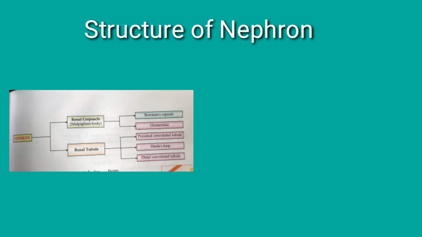such as the proximal convoluted tubule, Malpighian body, and distal convoluted tubule, which lie in the cortex region of the kidney, whereas structures such as the loop of Henle and collecting duct lie in the medulla region of the kidney. The pyramid-like structure that you see in the medulla region is because of the presence of the collecting duct.